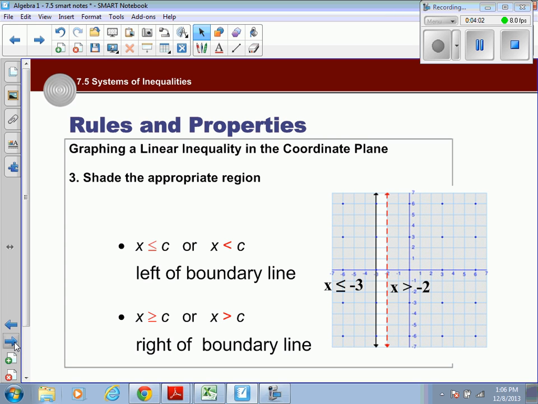When we have to graph a vertical boundary line, obviously there's not an above and below of a vertical line, so we have to look at left and right. Just like we did when we were graphing on a number line, if it was x is less than or equal to, or x is less than, we shaded to the left. So for this example, x is less than or equal to -3. Here's my solid boundary line because of the equal to. And now I'm going to shade to the left.